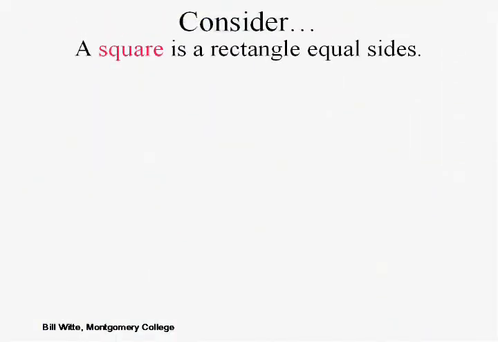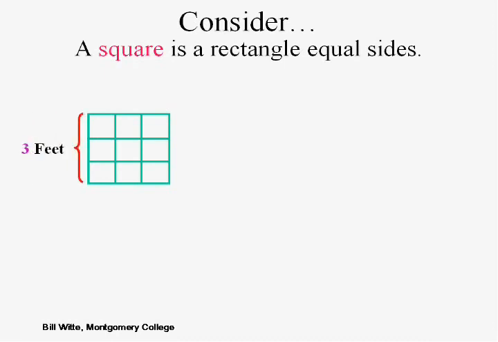Well, are you pondering what I'm pondering? Let's consider the same formula for a square. A square is a rectangle, it just has equal sides. As you can see, you can count that that has 9 squares. 1, 2, 3, 4, 5, 6, 7, 8, 9. And it is in fact a square because the sides are equal.